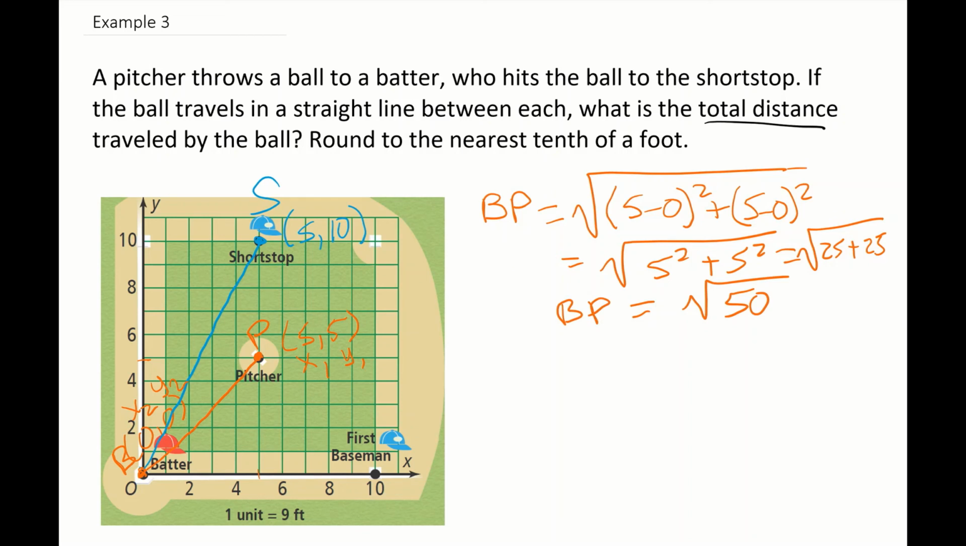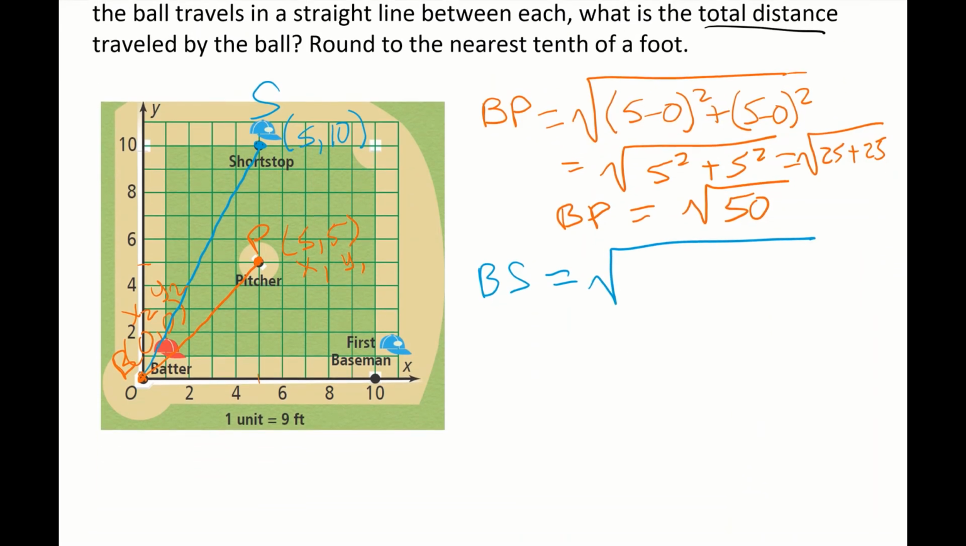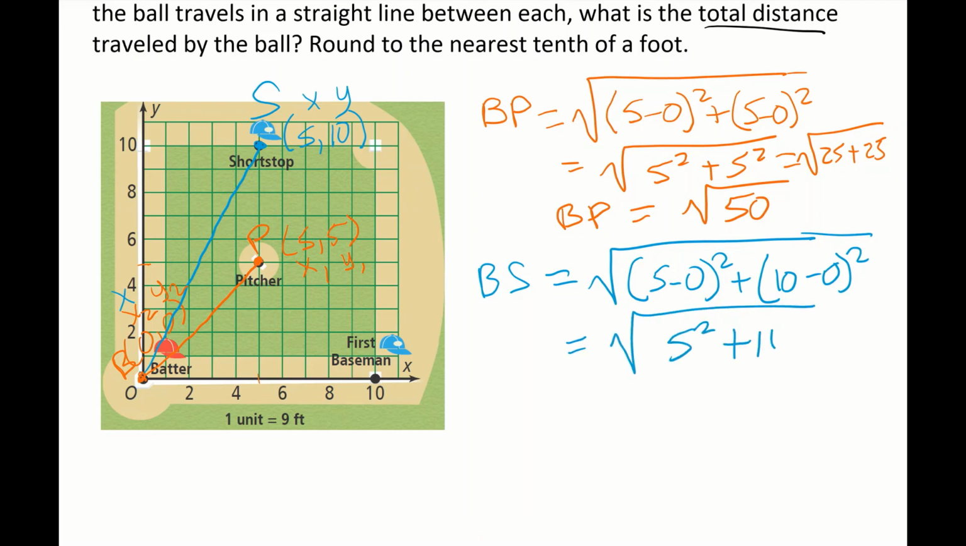So now let's go ahead and do the distance from the batter to the shortstop, which is BS. BP or PB, or you could say BS or SB. So it's going to be the square root of, we're going to do the x coordinates, right? 5 minus 0 squared plus the y coordinate 10 minus 0 squared. So we got the square root of 5 squared plus 10 squared. We said 5 squared is 25, and 10 squared is 100, so we got the square root of 125 here.